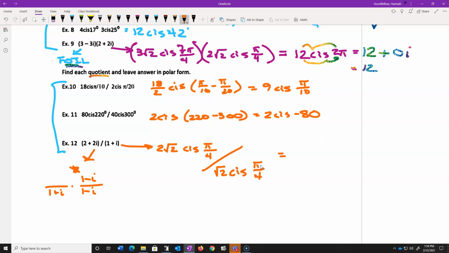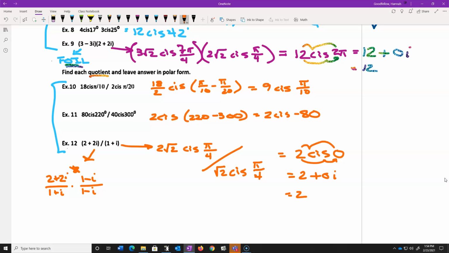And if I calculated that, these would divide, I'd end up with 2 cis of these two subtracted, and pi over 4 minus pi over 4 would end up being 0. And the answer here evaluated would be 2 cosine of 0. Now, cosine of 0 is 1, so that'd be 2, plus 2 sine of 0 would be 0, so 0i. So guess what? That answer is just 2. Okay? That is exactly what this conjugate one would have generated as well.